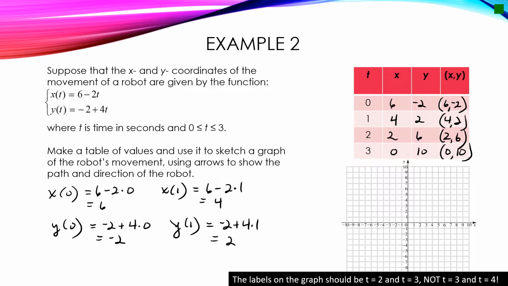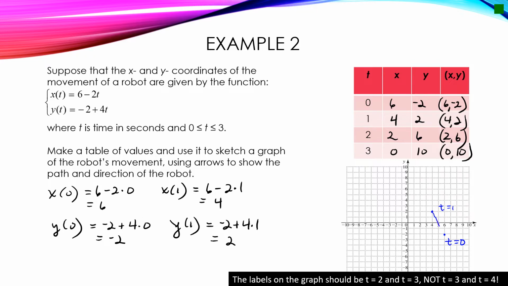And now that you've come back, hopefully you got the same values as I did. And so now I'm going to go ahead and plot those values on my graph. So on my XY axis, I'm going to go to the right 6 and I'm going to go down 2. And that point is where I'm starting. So I'm going to label it as t equals 0. Then my robot moves to 4, 2. And that's going to be t equals 1.